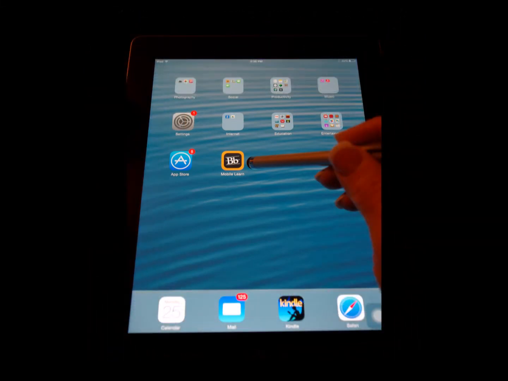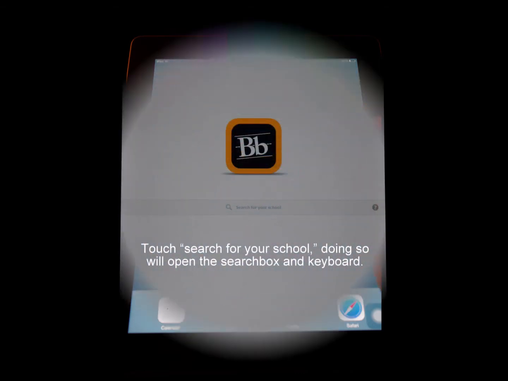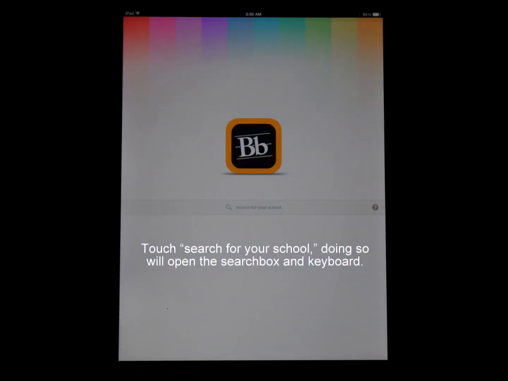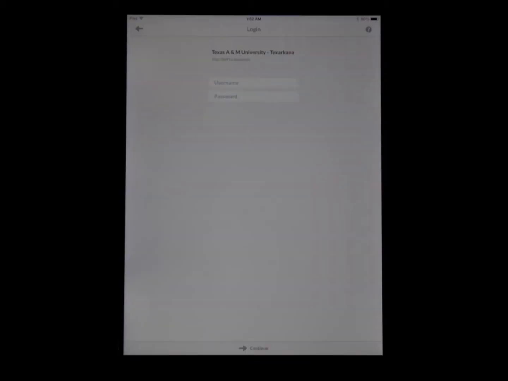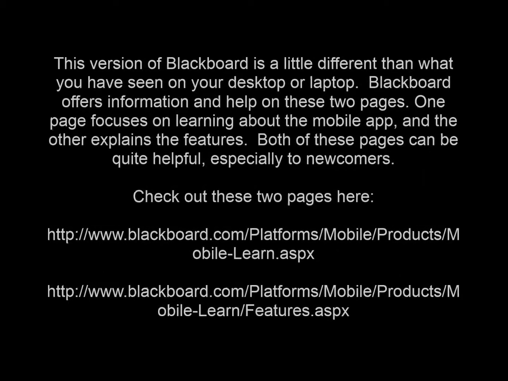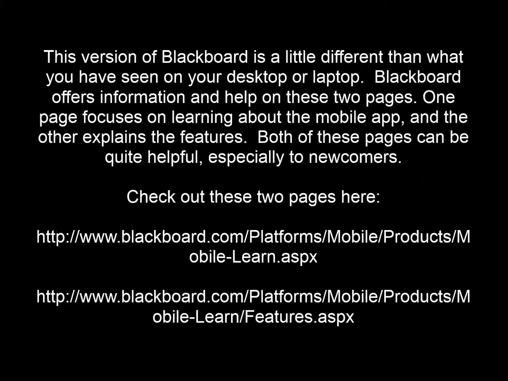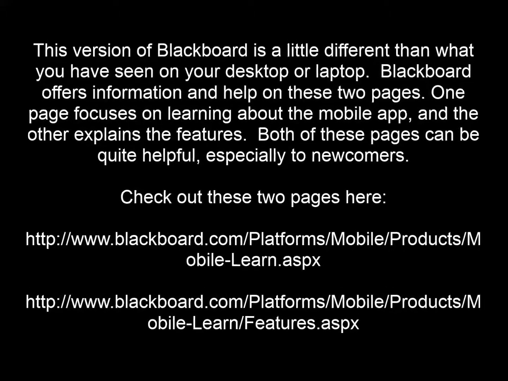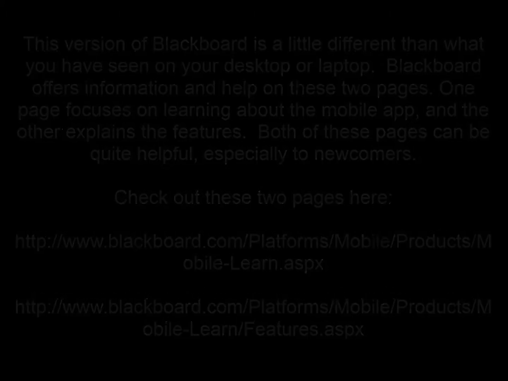To get back into Blackboard, touch the Blackboard icon with your finger or your stylus. Next, touch Search for your school. Then, enter your user ID and password. Now that you're logged back in, all you have to do is select a class from the course list on the left. Because this version of Blackboard is a little different, I've included web addresses for 2 Blackboard help pages, where I'm sure you'll find some really helpful information.